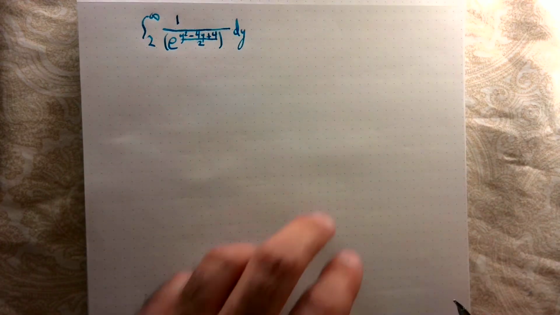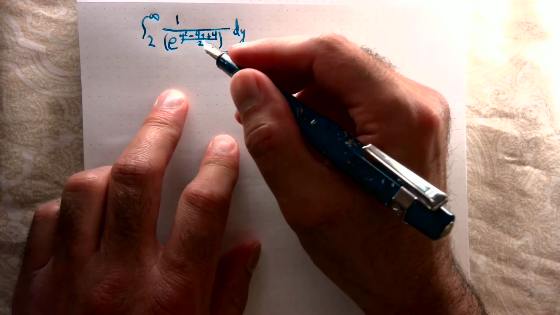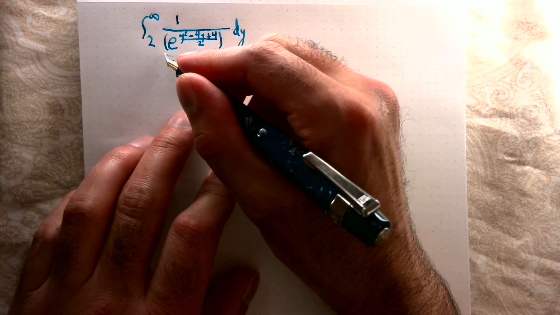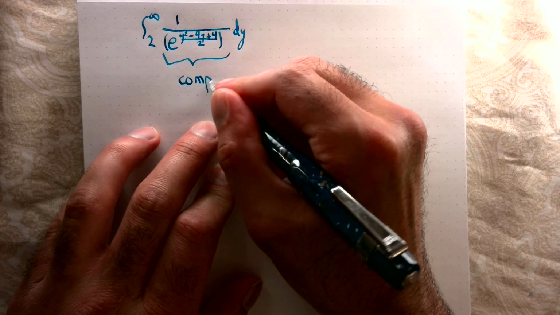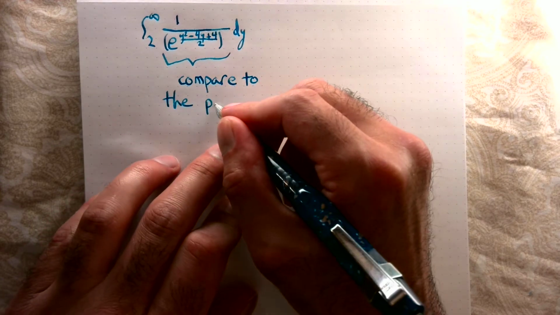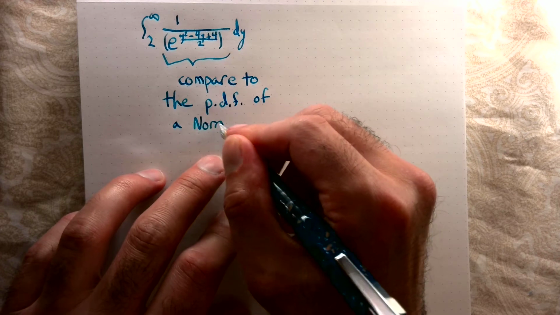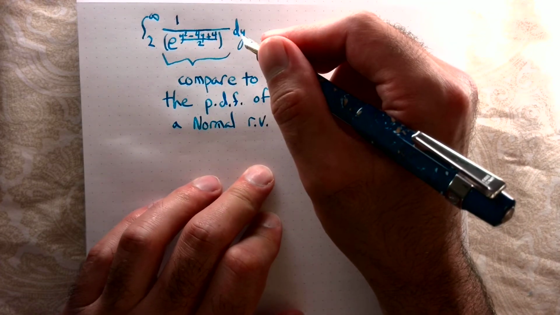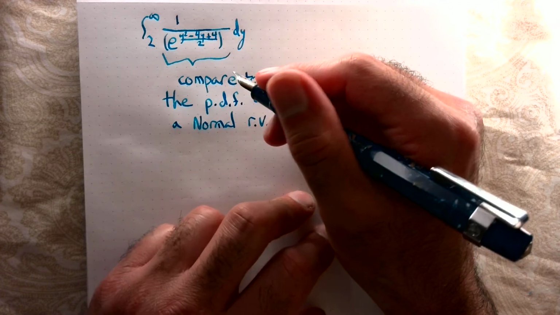So I said in the lead up to this problem that we're going to want to compare the inside of this integral to the PDF, the probability density function, of a normal random variable. What we're going to want to do is make this inside look like a PDF of a normal random variable, first by manipulating the expression a little bit, and then by multiplying and dividing by the right constants to make it equal to a PDF.